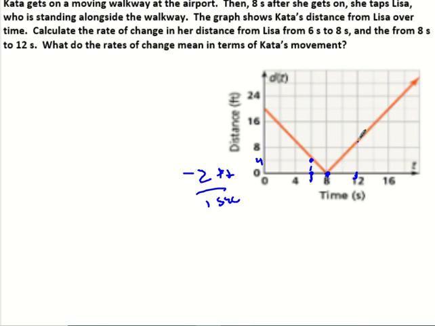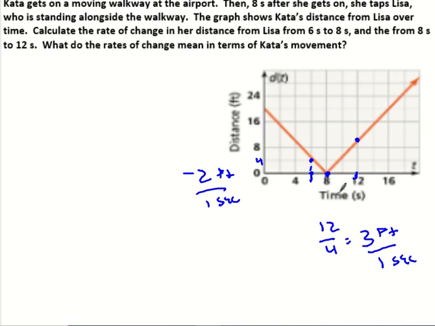Well, from 8 to 12, that's going to be here. It looks like we're going up. You can't see that line, but there's supposed to be a line there. Up 12 over 4. Okay, so that's up 12. Let me make sure I'm doing this right. Yep, up 12 over 4, which is 3 feet per second.